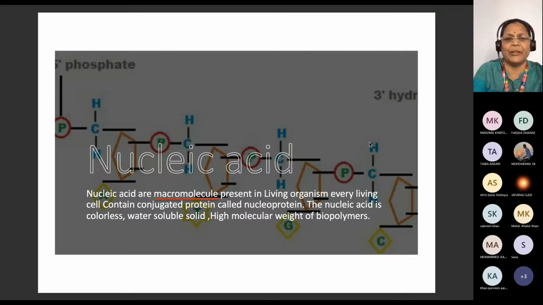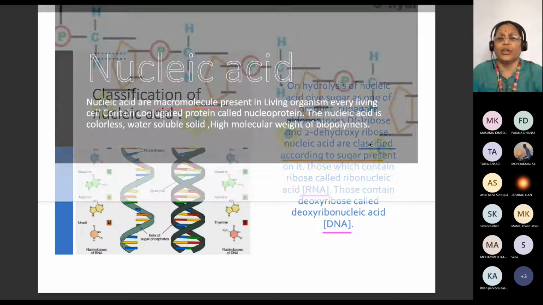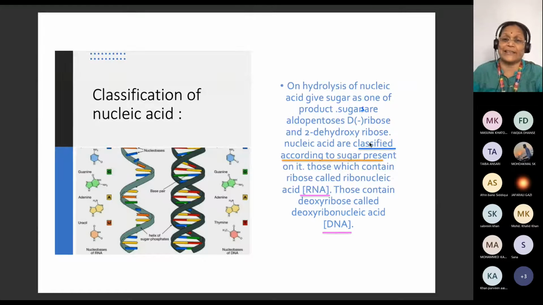So definitely it will be higher in weight. On hydrolysis of nucleic acid, you are going to get sugar and base, correct? So sugar is one of the products. Depending on the sugar, we can have two types. The sugars are strictly aldopentoses. You will have only ribose sugar, okay?